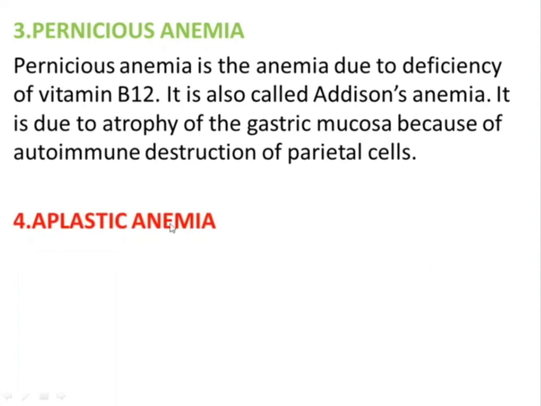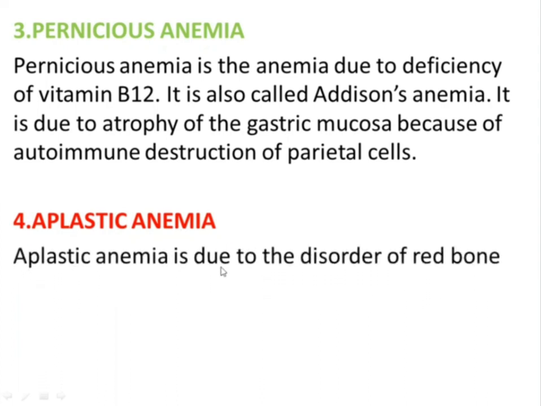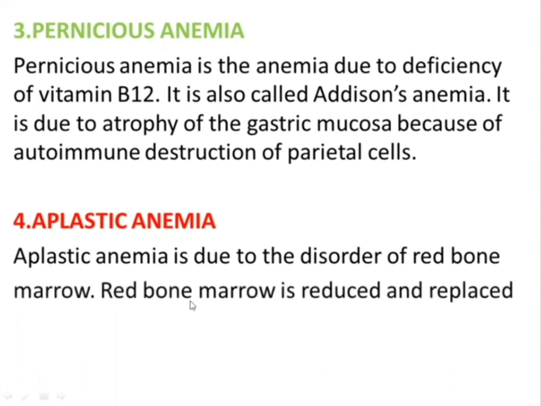Then we will see the aplastic anemia. The aplastic anemia is due to disorder of the red bone marrow. The red bone marrow is reduced and replaced by fatty tissue. So RBC is produced in the red bone marrow, no? So it is reduced and replaced by the fatty tissue, and due to this the aplastic anemia occurs.